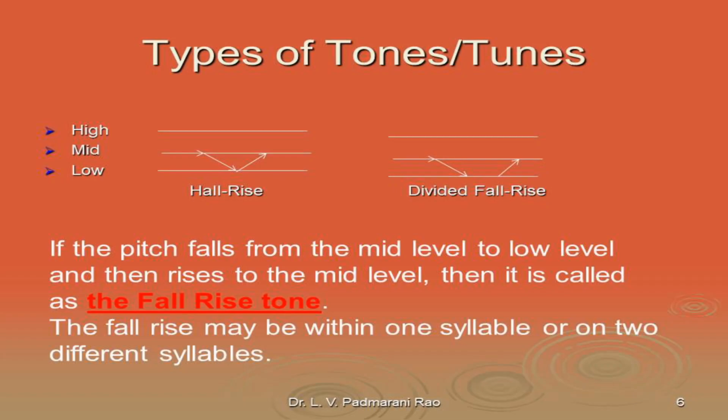The first picture, you talk at the mid level, you fall down to the low and immediately rise to the mid. So fall and rise. And the second diagram, you could see that you start your speech at the mid level, you fall down and you utter another syllable there, and then for this next syllable you rise up. So it is divided fall rise. So the fall rise could be within one syllable or maybe on two different syllables also, when it is called divided.